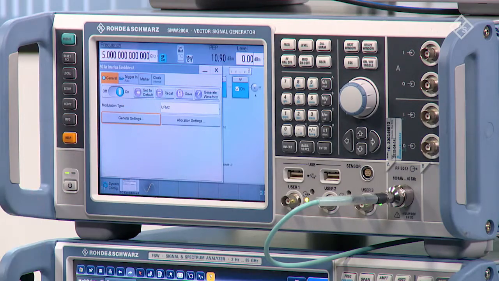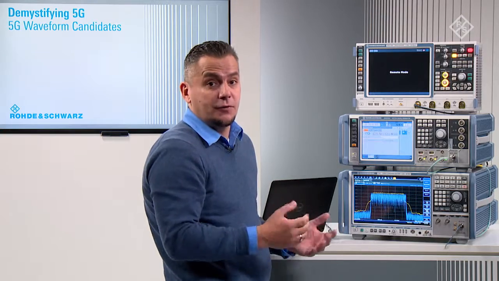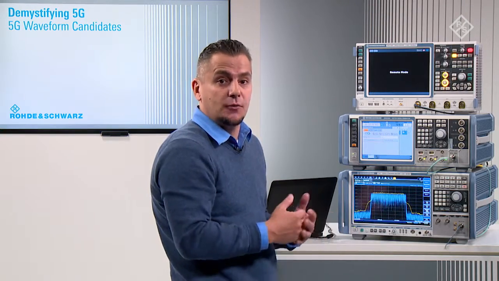The same things would apply if we now choose filter bank multicarrier, GFDM or filtered OFDM. Not exactly the same settings, but in a similar way. Because what these 5G waveform candidates all do is apply a certain defined pulse shaping filter mechanism to overcome the spectral characteristics that OFDM provides. So let's take a look at UFMC on the spectrum analyzer side and see how it compares to LTE.